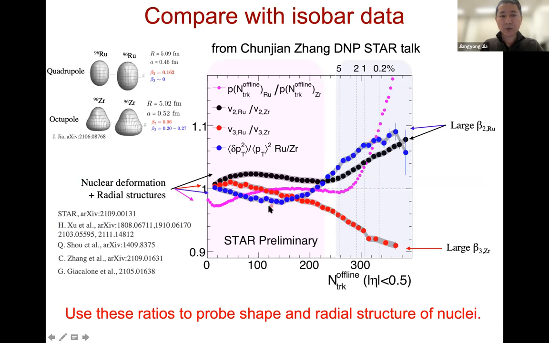So this plot shows you the ratio of several observables, right? The ratio of the multiplicity distribution, V2, V3, and PT fluctuation between ruthenium and zirconium, okay? You already see a difference at the 10% level, up to 10% in the central collisions, maybe a little bit smaller in the mid-central and peripheral collisions, but the ratio clearly is not one and it's non-monotonic. And this already raises the question: can this behavior be explained by expected knowledge of the nuclear structure, okay?